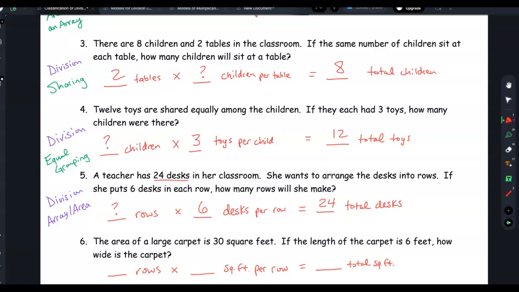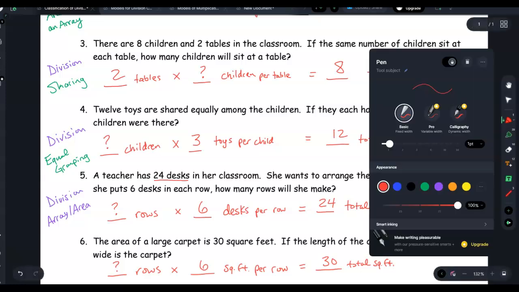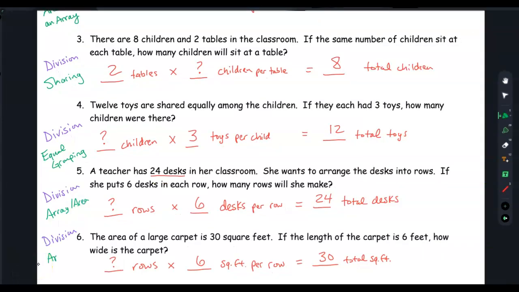All right, so on this one, we decided that I do not know the number of rows. I do know that there are 6 square feet per row. And then I know the total area is 30 square feet. So again, how would I solve this? I would do 30 divided by 6. So this is division. And again, this is area array.